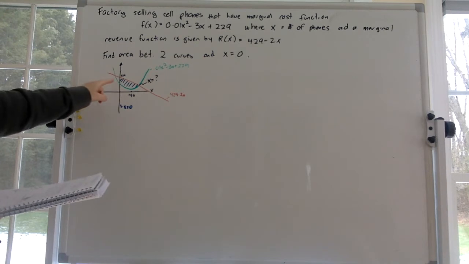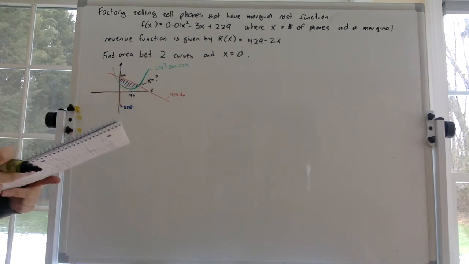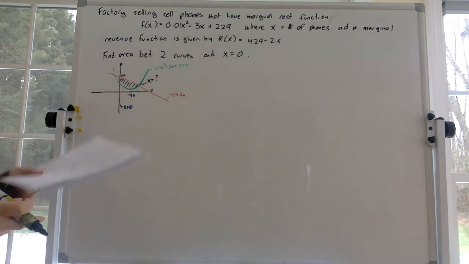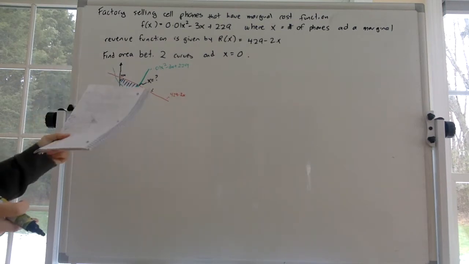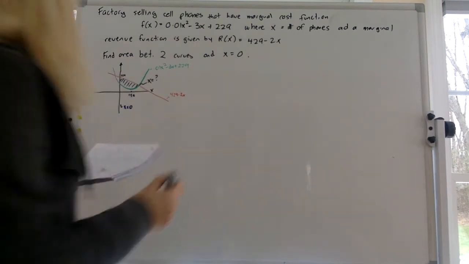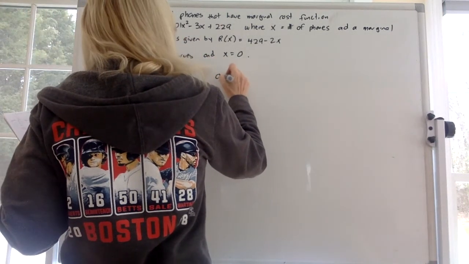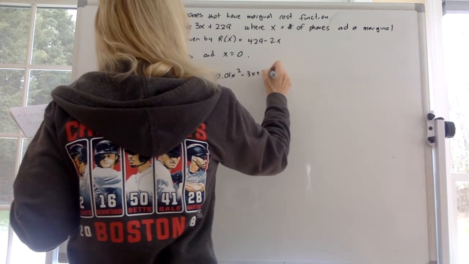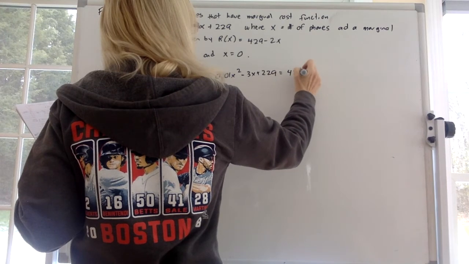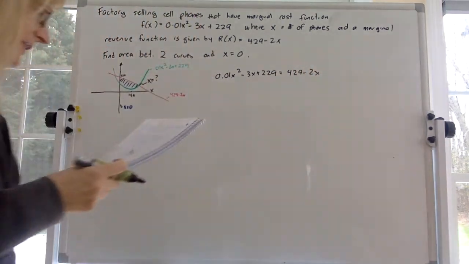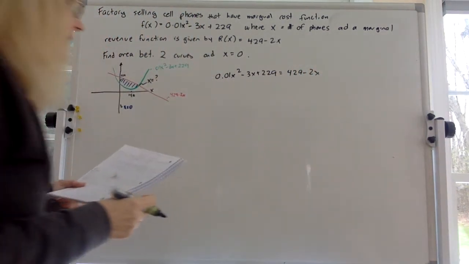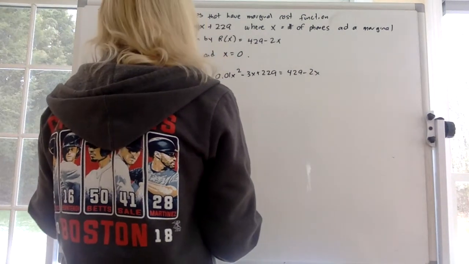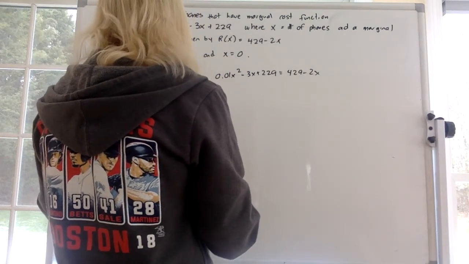So we know that x goes from 0 to something. So how do we find that something? We have to find where these two intersect. So how do we find where they intersect? We set the two functions equal to each other. Right, so we set those two equal to each other, and then I moved everything over onto one side.